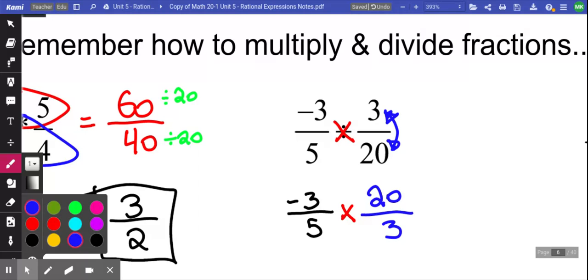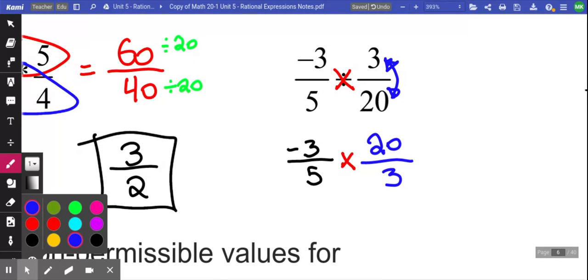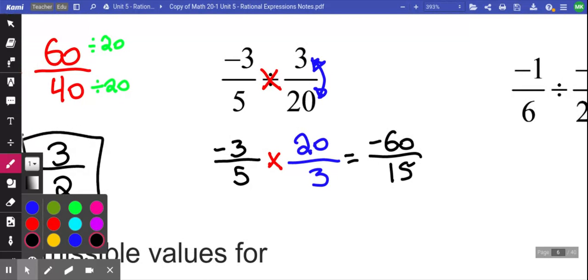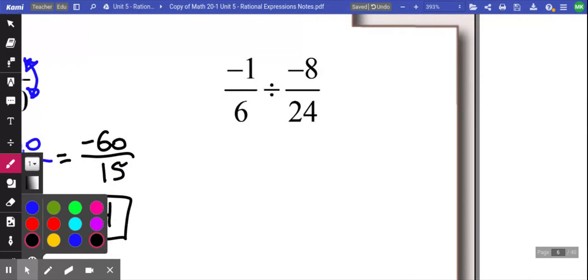The reason it's such a brilliant trick is because now you have multiplication, and we know multiplication's easy. Right across the top, negative 3 times 20 is negative 60. Across the bottom, 5 times 3 is 15. Boom, kiss and flip. How easy is that? That definitely reduces, 60 can divide by 15. It's negative 4.